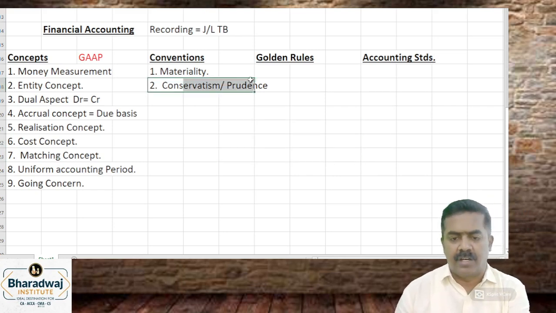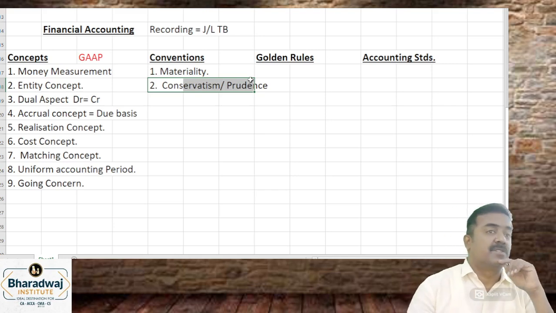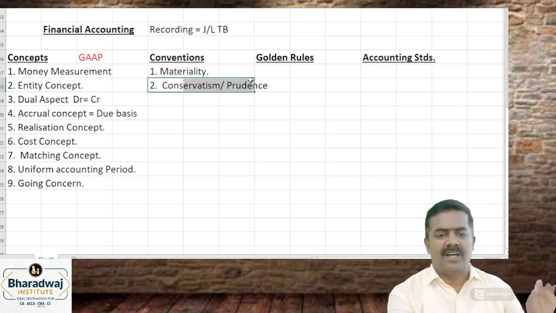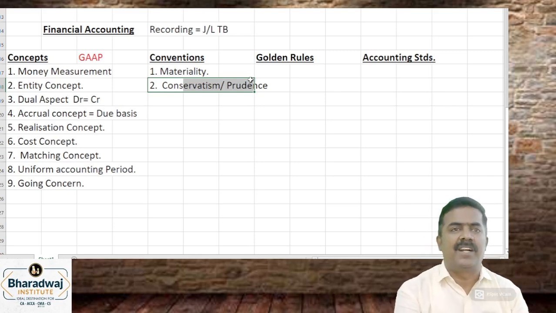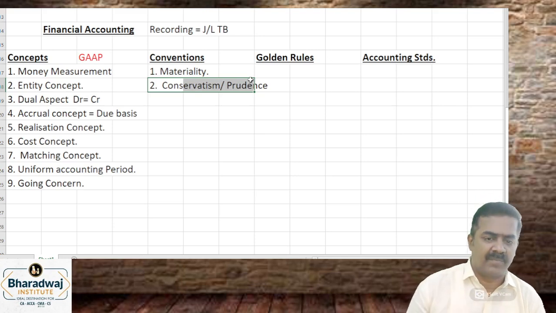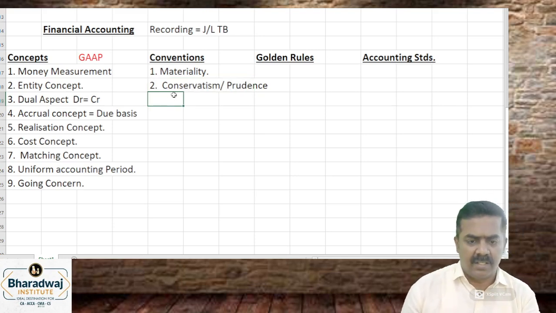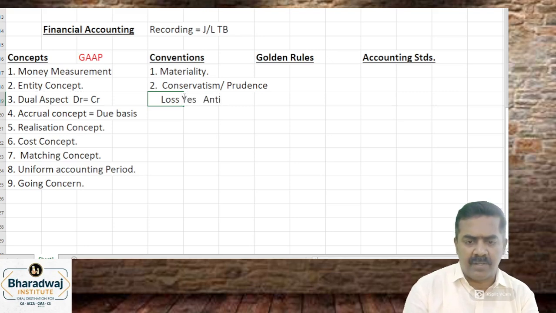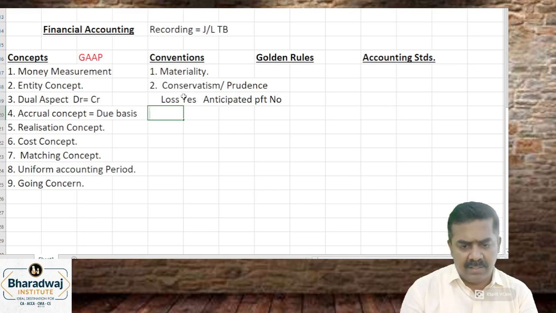So according to this concept, provide for all losses. Provide for all losses, but don't record anticipated income. If there is a loss, provide for it, but don't anticipate income and record it. That is the next concept. Clear? Conservatism says provide for all losses. Will you record anticipated profit? No. Okay. Next concept. Consistency.